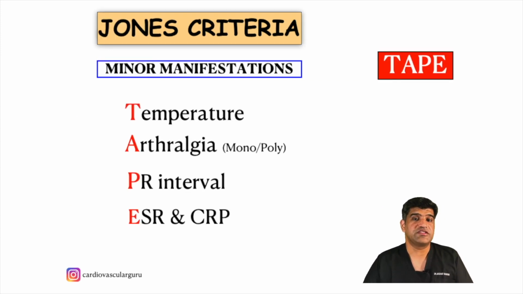Now there are minor manifestations as well. They go by the mnemonic TAPE. T stands for temperature, A stands for arthralgia, whether it can be a mono or a polyarthralgia. P stands for increase in the PR interval, and E stands for ESR and CRP, that is the acute phase reactants. So minor manifestations: TAPE, temperature, arthralgia, PR interval, and ESR and CRP.